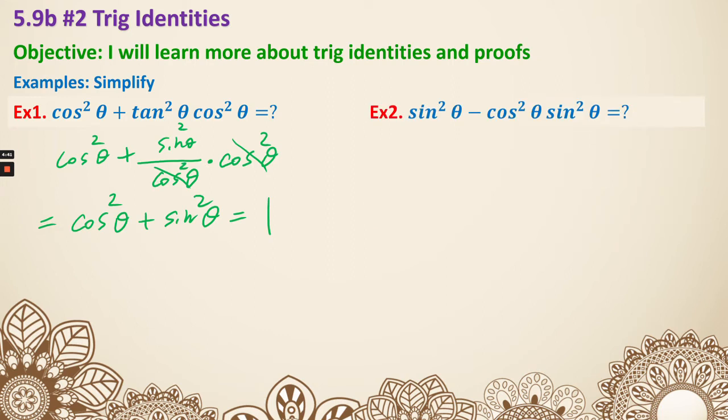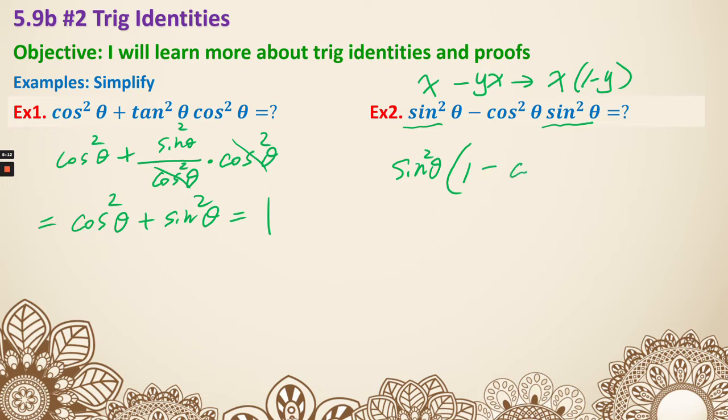Example 2. This time we have nothing that we can rewrite into, so we have to directly work with it. This is sine theta squared. This is also sine theta squared. So this question is now very similar to, say, x minus yx. Both parts have the x, so I can factor that out. I can factor out the sine theta squared. Just like here, I can factor out the x. That's going to become 1 minus y. Same thing here. When you factor out the sine theta squared, you are left with a 1 in the first term, and you're left with a cosine theta squared in the second term.